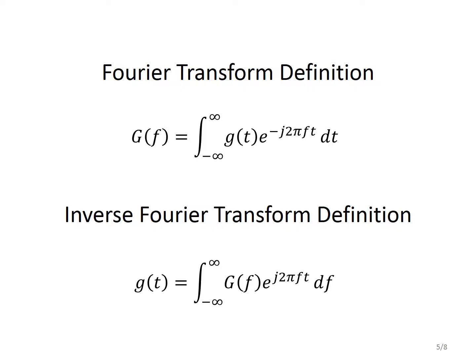For any given frequency f, the function g of f, uppercase G of f, is essentially the correlation of the signal with the sinusoid of frequency f. The inverse Fourier transform reverses this process to return the time domain signal if given the frequency domain signal. In addition to simply undoing the Fourier transform, the inverse Fourier transform can be used to synthesize time domain signals that have desired characteristics in the frequency domain.